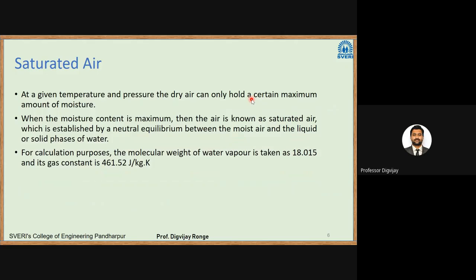There was a concept of saturated air. Saturated air refers to the condition where air can no longer hold water particles. At a given temperature and pressure, dry air can only hold a certain maximum amount of moisture. When the pressure reaches its saturation value, or the temperature reaches its saturation temperature value, water vapors will start to condense. This is like when you take a water bottle out of your fridge: some dew forms, as water particles condense on the surface of the bottle. That phenomenon we call condensation.